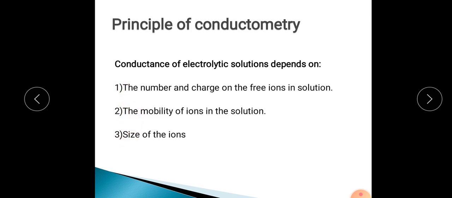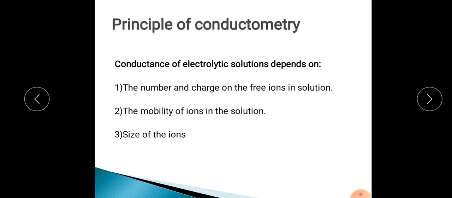conductance. Listen once again how the electrical conductance is affected by these 3 factors. First one, the number and charge on the free ions in solution. The more ions present in solution, the more will be the electrical conductance. The fewer ions present in the solution, the less will be the electrical conductance. The more the charge on ions present in the solution, the more will be its electrical conductance. The lesser the charge on ions, the less will be the conductance.